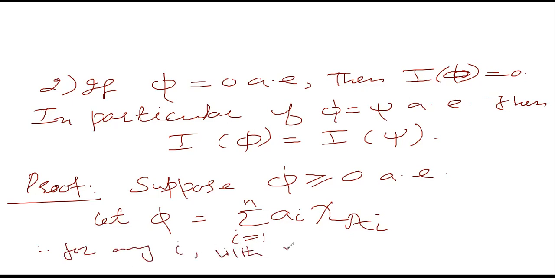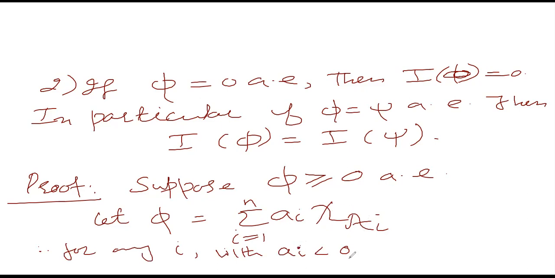With ai negative, if you have any i in this set with ai negative, say suppose a1 is negative, then measure of a1 must be equal to 0, because a1 is the value, the set of the points where it will take the value a1 is the set a1, and if it's negative, then measure of that set must be equal to 0, because it is greater or equal to 0 almost everywhere.